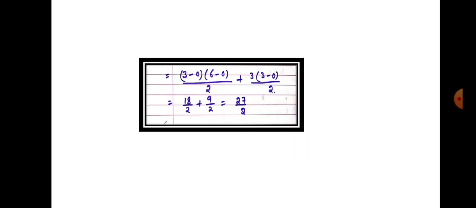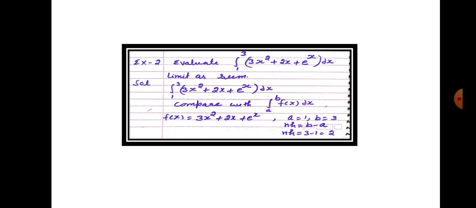Now putting the value of h, taking limit h approaches 0, so 3 minus 0 into 6 minus 0 whole divided by 2 plus 3 into 3 minus 0 whole divided by 2. So 18 by 2 plus 9 by 2 is equal to 27 by 2. So this is the answer for this question.